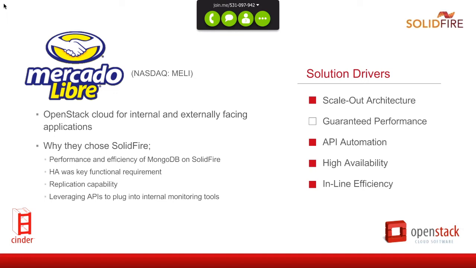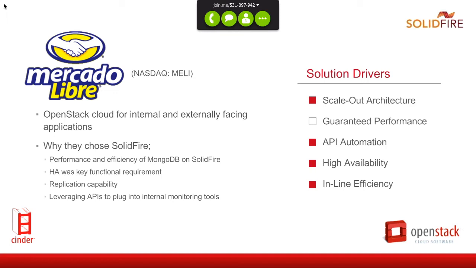What they needed was high performance and efficiency, especially in a MongoDB environment, so database as a service, if you will. They needed high availability, but they also needed replication. And then they wanted to be able to leverage APIs to plug into internal monitoring tools that they had already built and developed. So on the right-hand side, we check the box of, again, the scale-out architecture being unique, the API automation, high availability, and the inline efficiency.